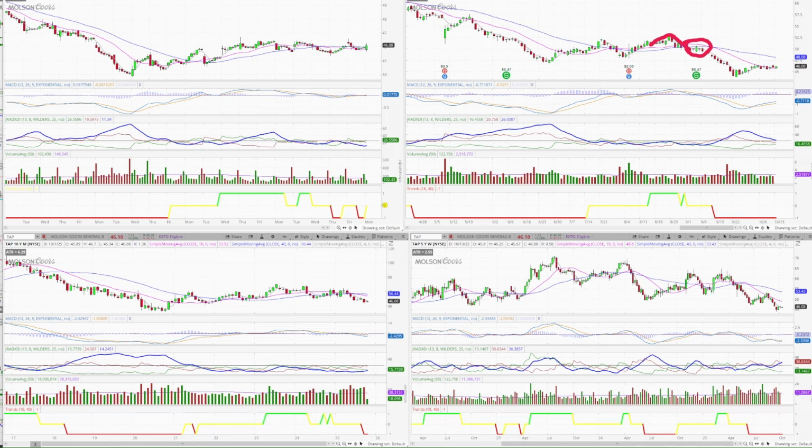So I hope this graphically gives you a very good idea of what we're trying to accomplish when we're entering using a 2 time frame approach.